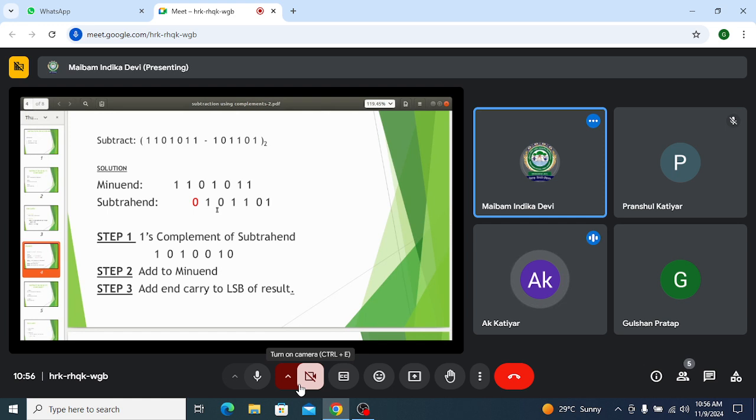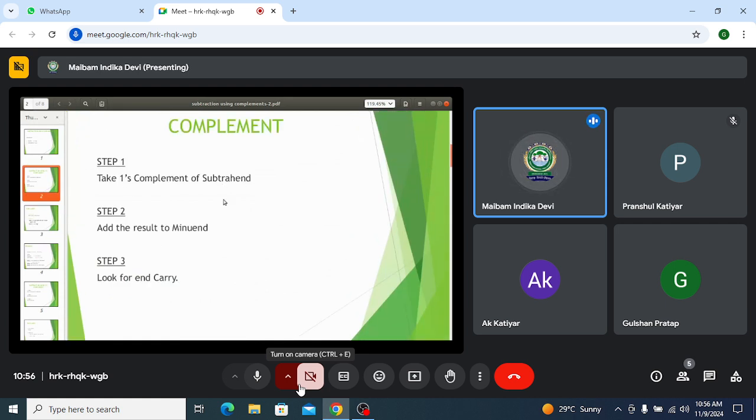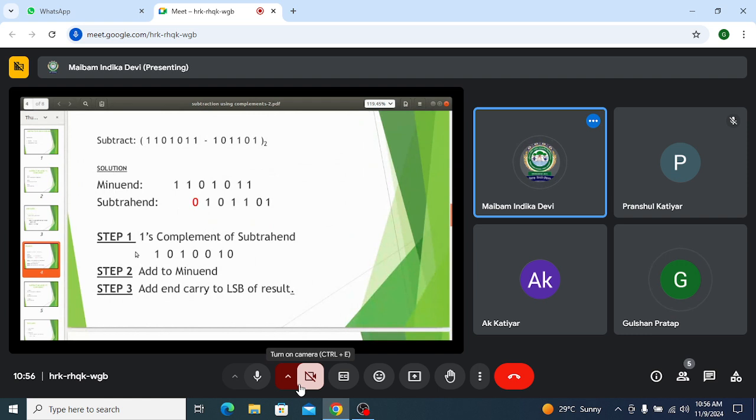Okay. Yes, ma'am. Now, after this step, what is the step for subtraction? You take the one's complement of the subtrahend. So the subtrahend you have now is this value. The one's complement of this subtrahend is you exchange 0 by 1 and 1 by 0. So here there is a 0, so you write a 1, 1, 0, 0, 1. Wherever there is a 1 you put 0, wherever there is a 0 you put 1. That is one's complement. Easy, right? Yes, ma'am. Okay, step 1 you have done.